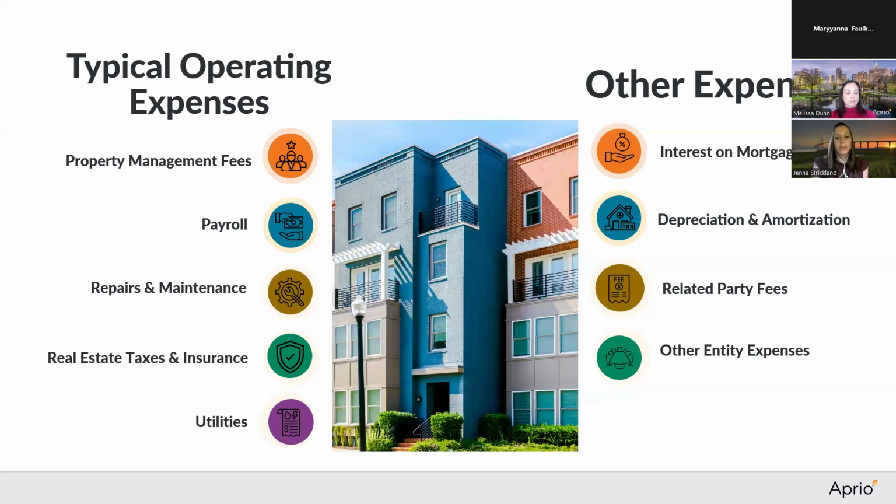Oftentimes, you'll also see related party fees here. Many of these related party fees can be stipulated upon meeting certain ratios. So you might only pay asset management fees if you have a certain occupancy rate met or things like that. Or if you need to generate a certain amount of cash before you're going to pay these kind of fees. So those are typically included down at the bottom.